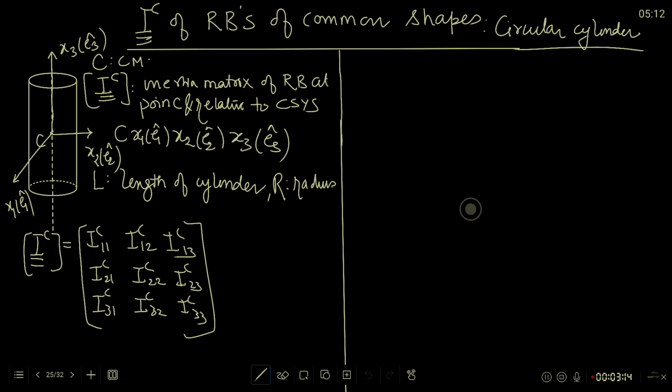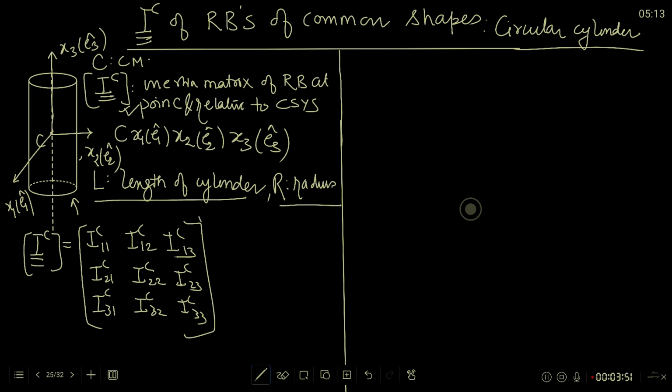I have shown a figure on the left hand side of the screen. I have a circular cylinder, its center of mass is C. I have fixed a coordinate system as shown on the figure. C is the center of mass as usual, L is the length of the cylinder, and R is the radius of the cylinder. The task is the same: find the inertia matrix of RB at point C and relative to the shown coordinate system.